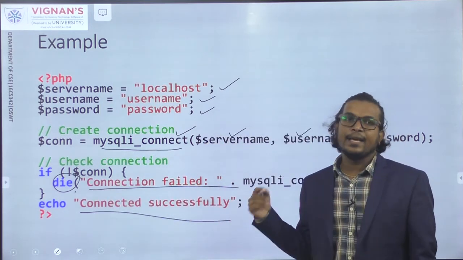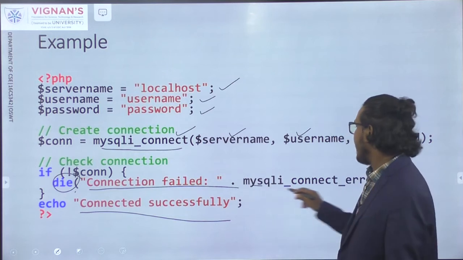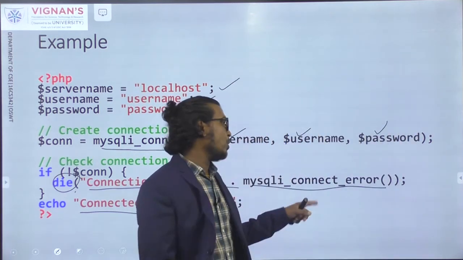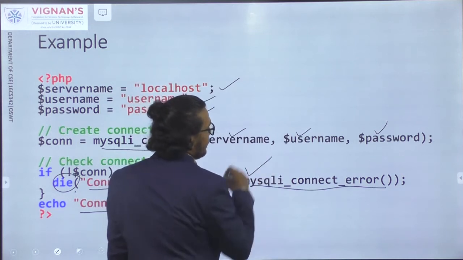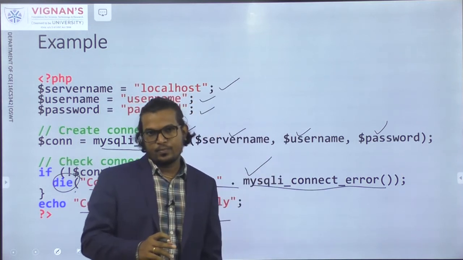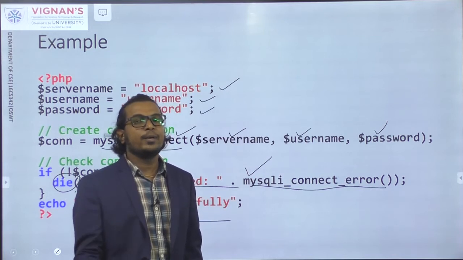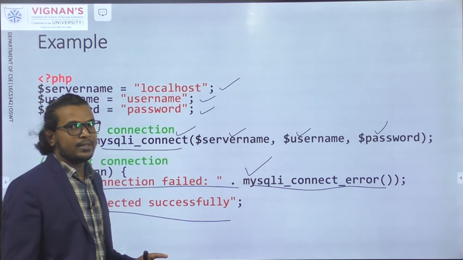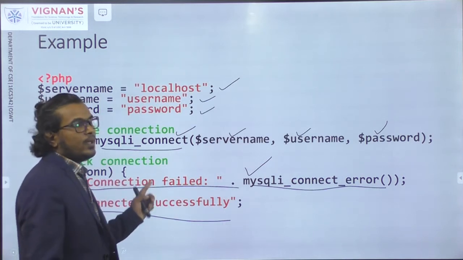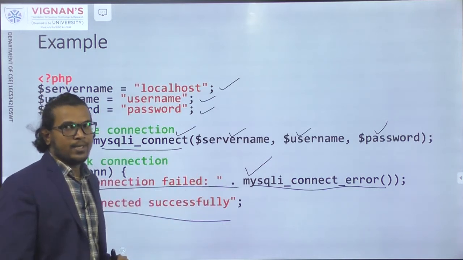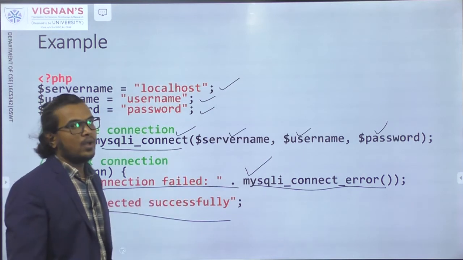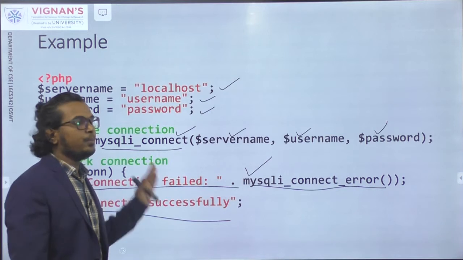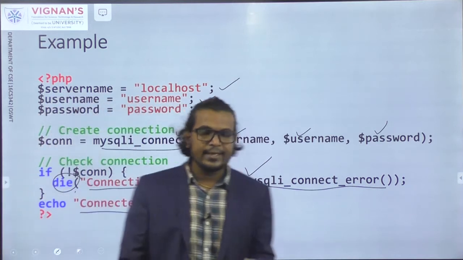What is the exact error? Okay, for that we are using mysql_connect_error. With the help of this particular method, we are printing the exact message. Or if you don't want that and just want to print one error message, you just remove this die method and write echo, for example, error connecting to the database server. Like that we can print. Okay, now we'll see in a practical way.